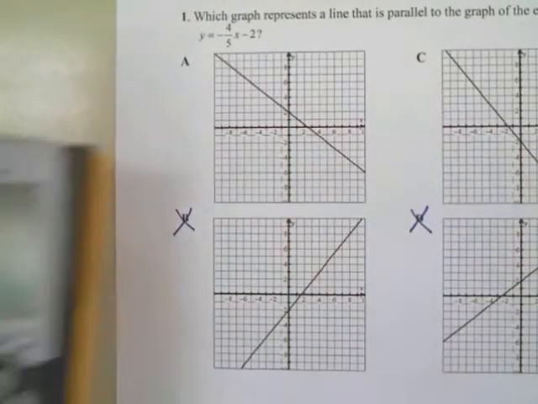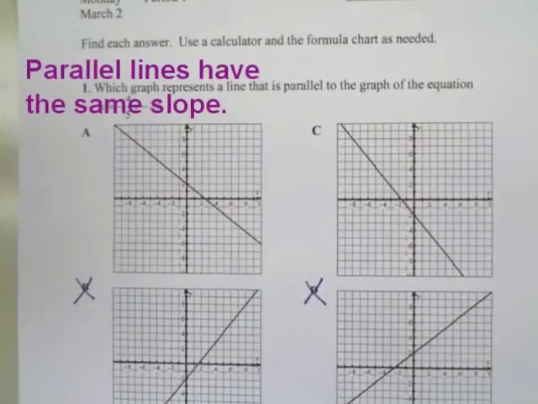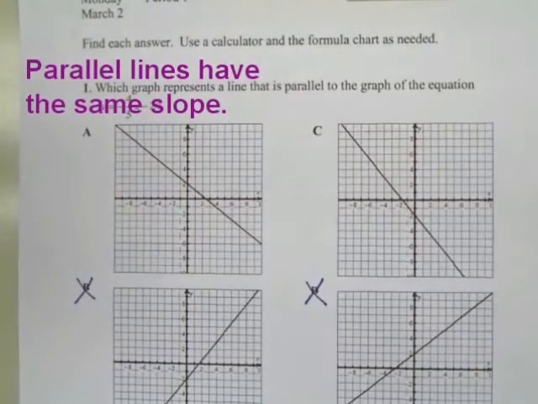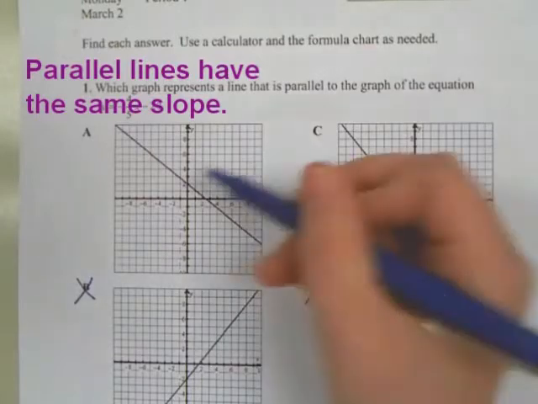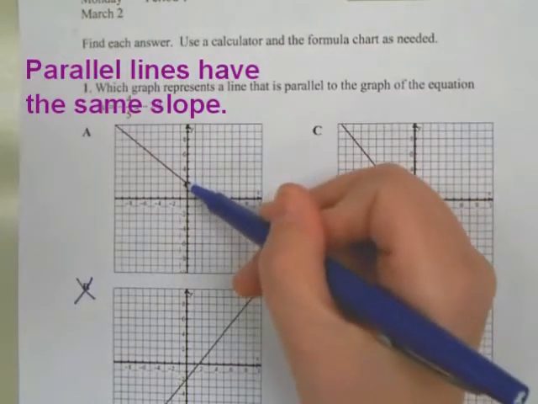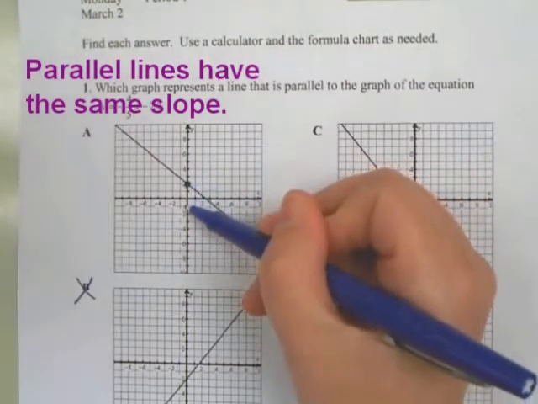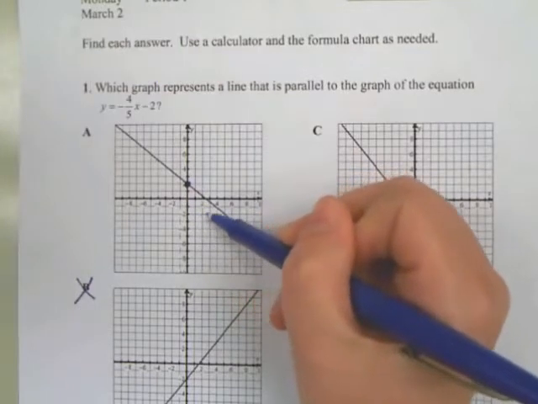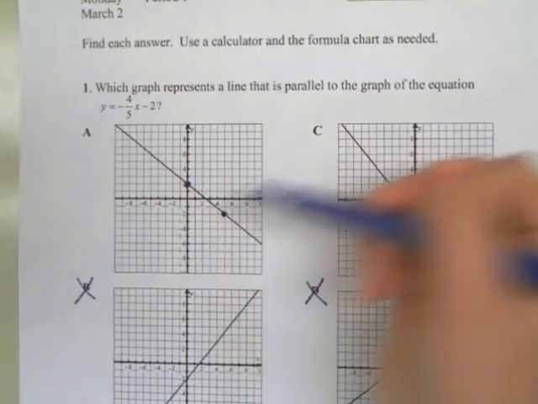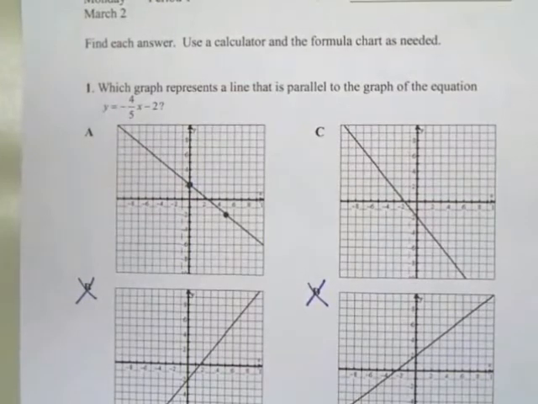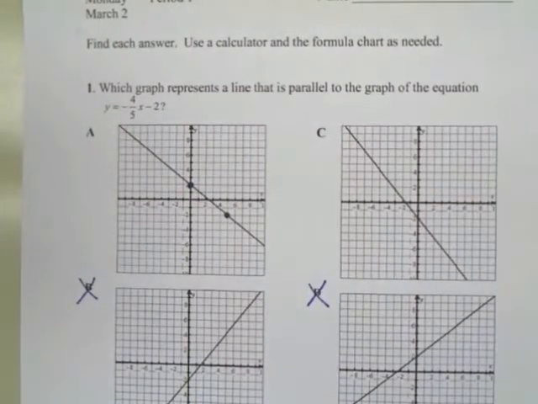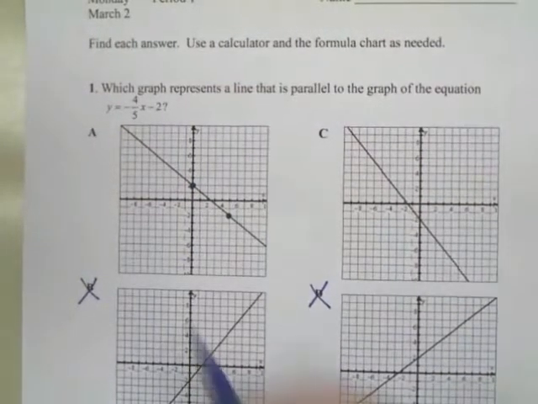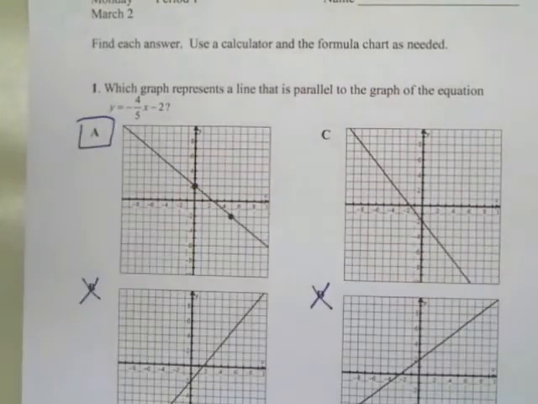We know that lines that are parallel to each other have the same slope. So I need to find a line which also has a slope of negative 4/5. So when I count my slope, will this go down 4 and over 5? Option A does have a slope of negative 4/5, so lines that are parallel to each other have equal slopes, so the correct answer is A.